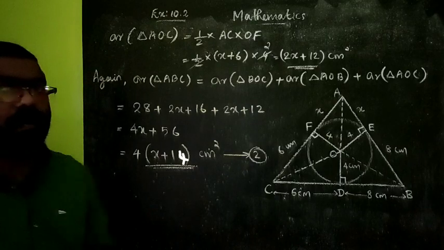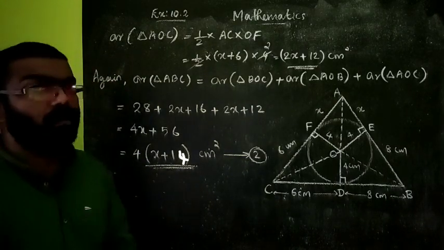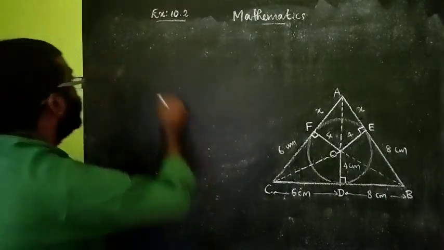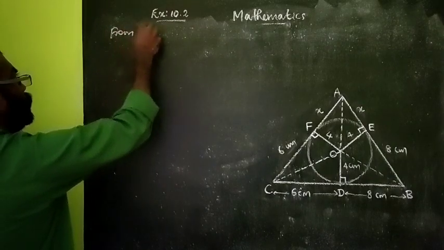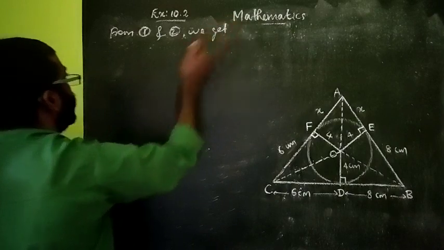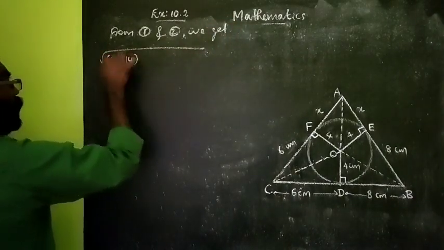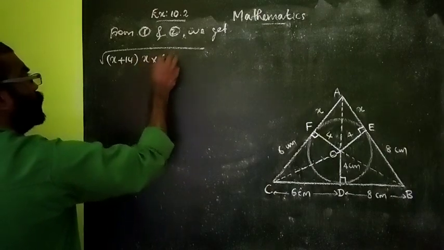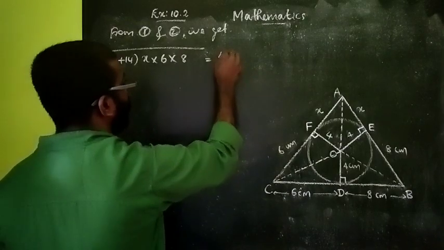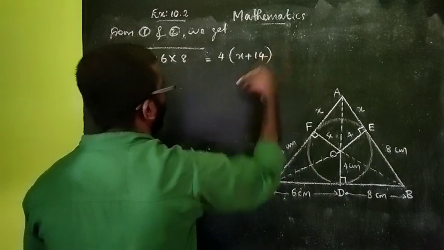In equation 1 we got one value for the area of triangle ABC. Here also we got one value. We can equate these two equations. Now from equation 1 and equation 2 we get square root of x plus 14 into x into 6 into 8, which is equal to 4 into x plus 14. Okay.